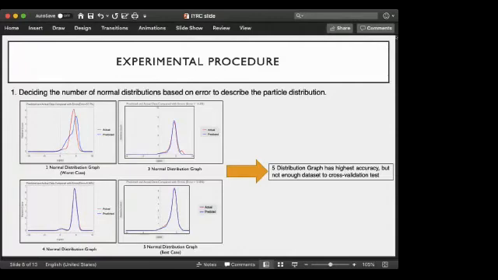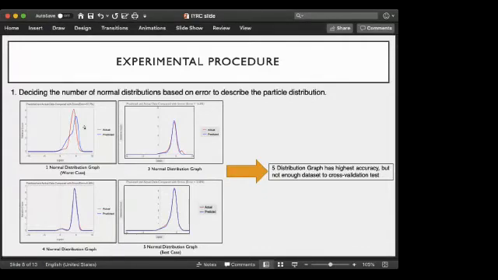In deciding the number of normal distributions, I tried 2, 3, 4, 5, and 6 normal distribution graphs to compose the pre- and post-milling size distribution graph. From this process, just using 2 normal distribution graphs had the worst result with an error of about 58%, and 5 normal distributions came out to be the best case, as shown in the graphs on the slide.